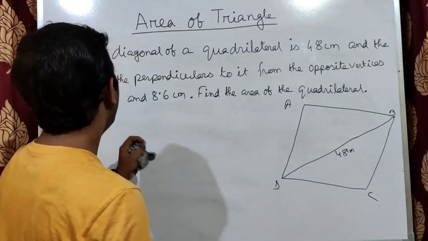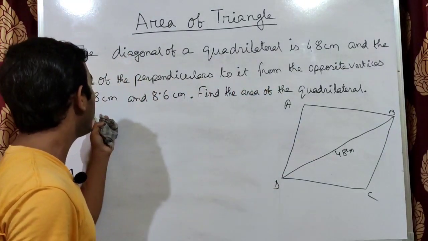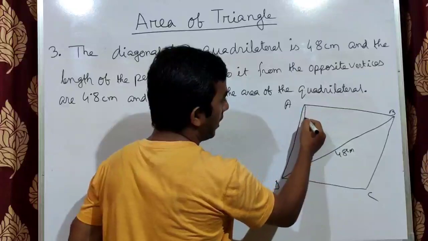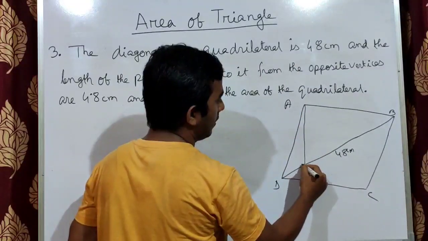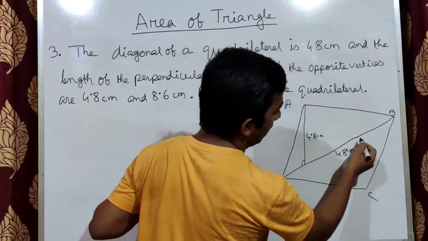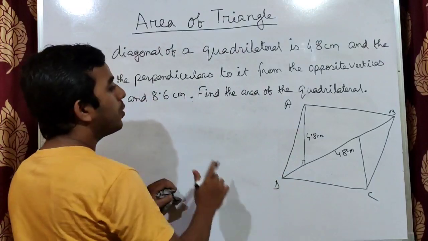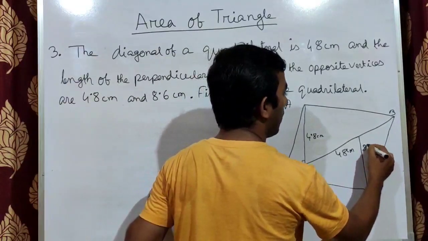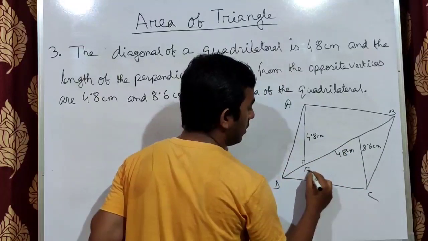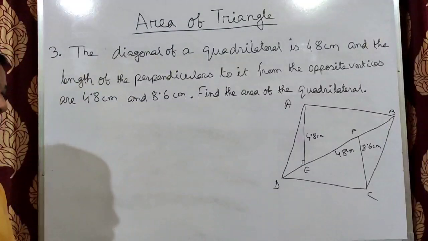Now another thing: the lengths of the perpendiculars to it from the opposite vertices are 4.8 centimeter and 8.6 centimeter. So let us draw one perpendicular here. This length is 4.8 centimeter, and the other is 8.6 centimeter. Clear? A, B, C, D, E, F. So now we have to find the area of the quadrilateral.